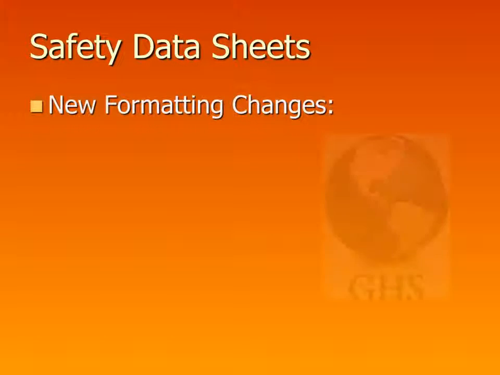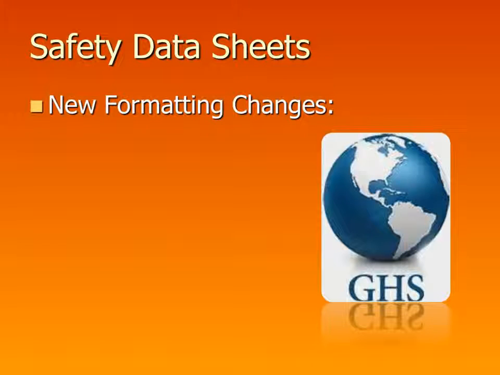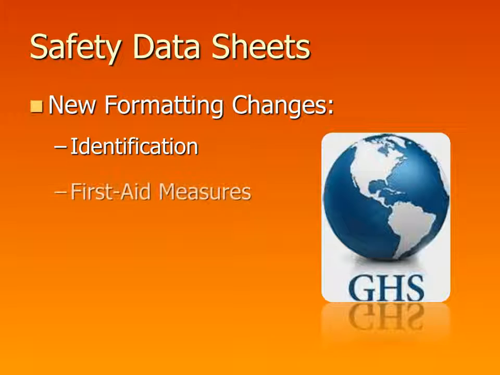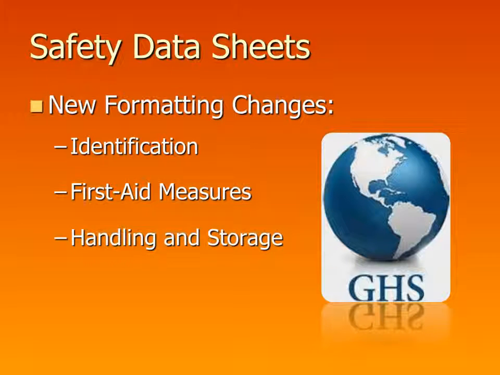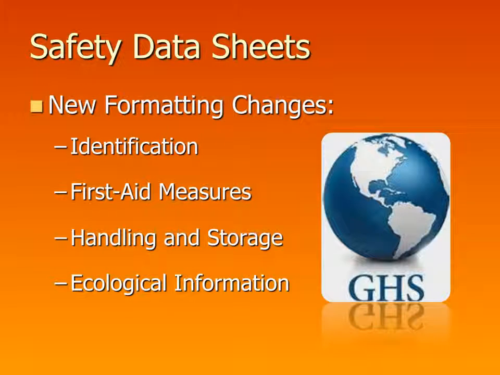The new safety data sheets will include formatting changes that are consistent with the new globally harmonized system. For example, the way that the chemicals are identified or named is consistent. First aid measures have been updated to handle any emergency situation. Handling and storage methods have been made more consistent. Ecological information to protect the environment has been made available as a result of information being shared across the nation.